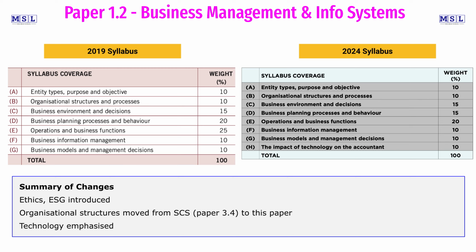Organizational structures, I mentioned this during the strategic case study discussion, right? Organizational structures is leaving the case study paper and is entering the business management and info systems paper as an important part of it. And technology has been emphasized here. So you see that we now have a separate 10-mark allocation on the impact of technology on the accountant for 10 marks. Standalone area, right?